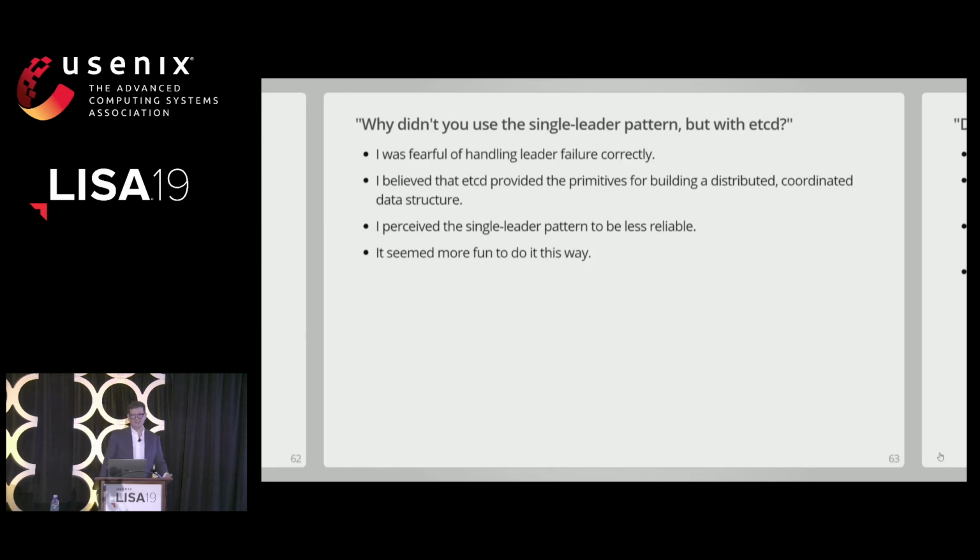Okay, so why didn't you use the single leader pattern, but with etcd? I was scared that handling leader failure wouldn't work properly. I had no idea how to do it. And I was pretty sure that etcd had the primitives for building a distributed coordinated data structure, and it turns out it does. I also perceived that the single leader pattern was just not as reliable as something where all of the schedulers would contribute to coordination. And it also just seemed more fun to try something that I had never done before.